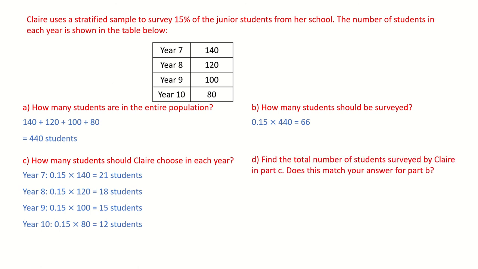Find the total number of students surveyed by Claire in part C. Does this match your answer for part B? So she's surveyed 15% of each group. We just need to add all those groups up, which gets us to 66. So it does match. That's really important, that if you find 15% of the whole group, that is the same as finding 15% of all the separate subgroups and adding them together. So it really just depends on what type of sample you're doing.